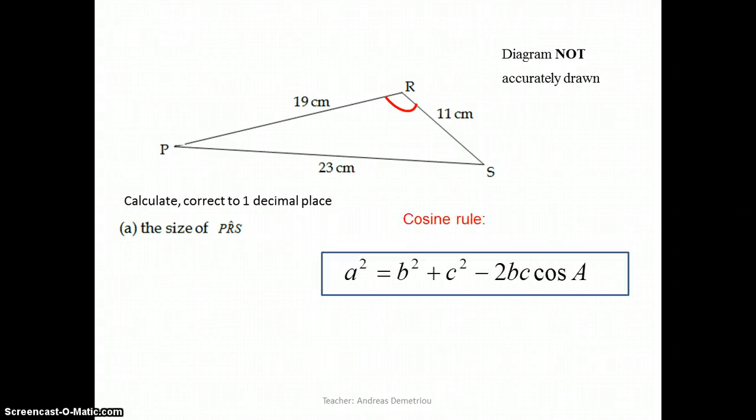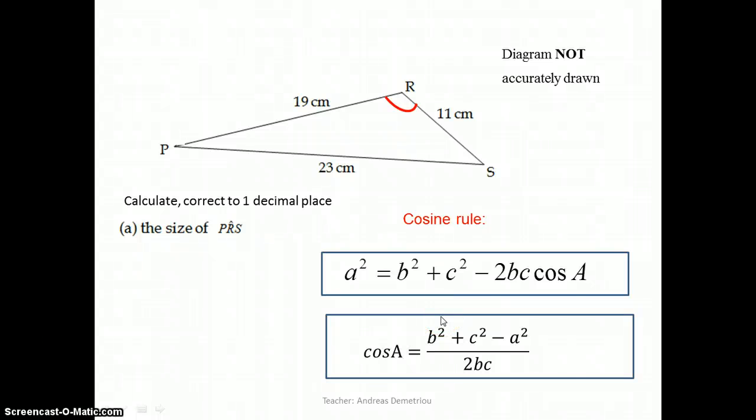The formula for the cosine rule that would be given will be this one, but because the angle is the unknown, we need to rearrange this formula to make cos A the subject of the formula. So you bring the minus 2bc cos A on the left hand side to become plus a squared. On this side you divide by 2bc and you get this formula.